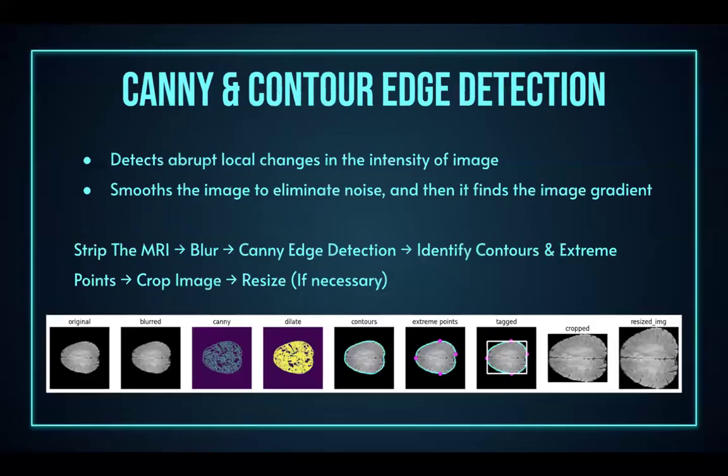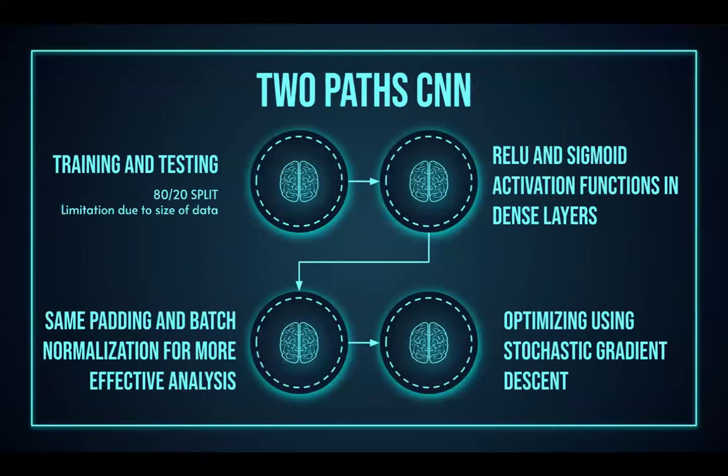Moving on to the Canny and contour edge detection. This one detects the abrupt local changes in the intensity of the image, and it smooths the brain to eliminate noise, and then it finds the image gradient. So basically, it works by stripping the MRI image to then blur it and apply the Canny edge detection. And finally, it identifies the contours and extreme points. It crops the image and it resizes it if it's necessary.